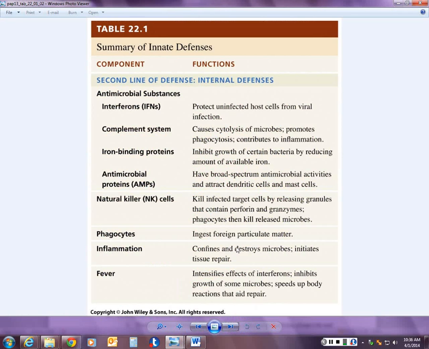So we go back here to the chart. We'll next talk a little bit here about inflammation. Inflammation is a non-specific innate immune response. It has 3 main goals. Those goals are confinement, destruction or killing, and tissue repair. So the goals of inflammation, once again, are to confine the potential infection, destroy the microbe responsible for that infection, and then to allow the tissue to begin to repair.